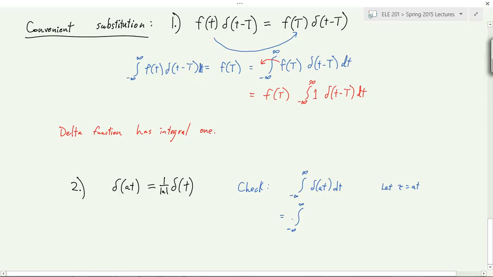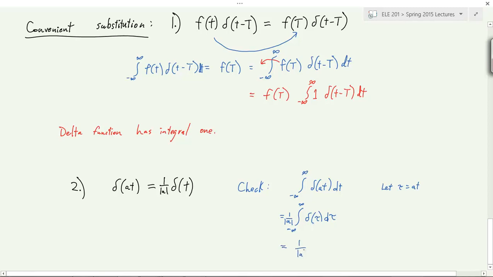Then we get a 1 over a delta of tau d tau. The 1 over a is from the change of variables, right? Now let's take into account if a was negative, then the limits of integration would have flipped. That gives us a negative sign out front. The double negative makes this an absolute value. And of course, the integral of the delta function we just said is 1. So this becomes 1 over that.